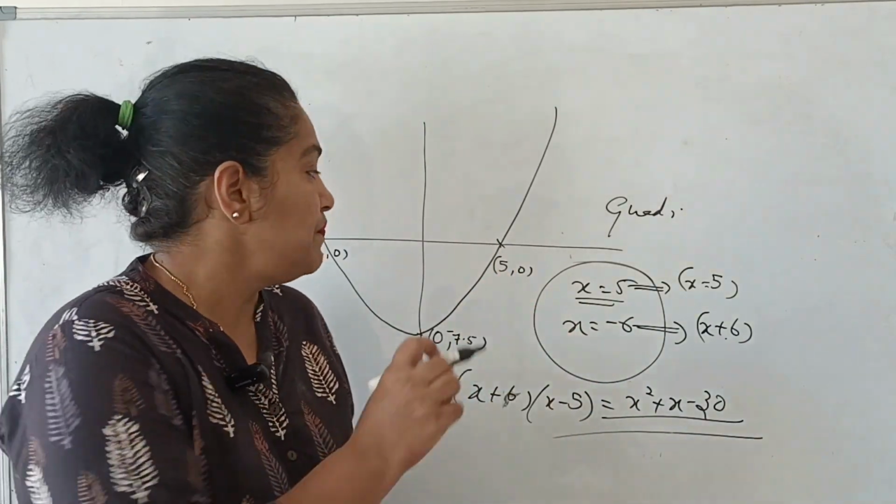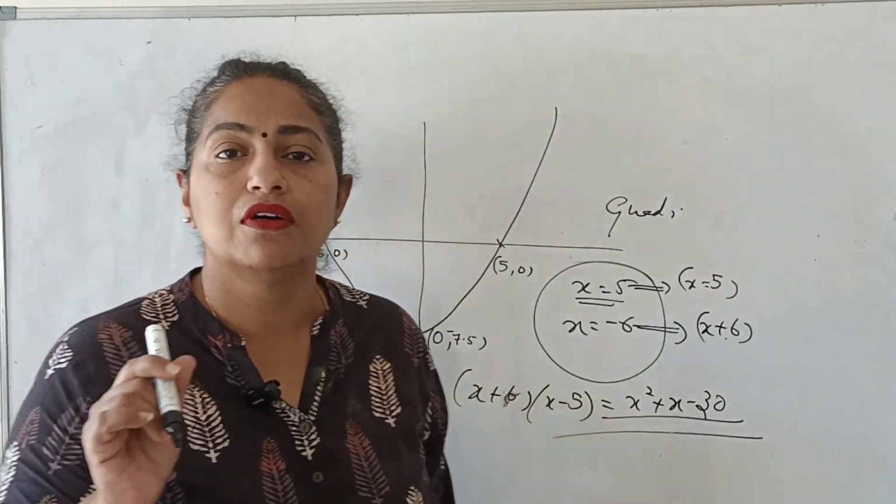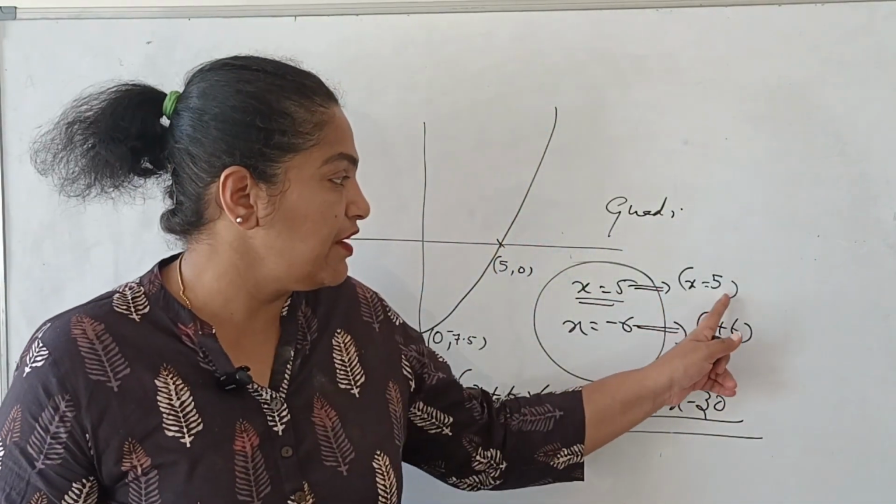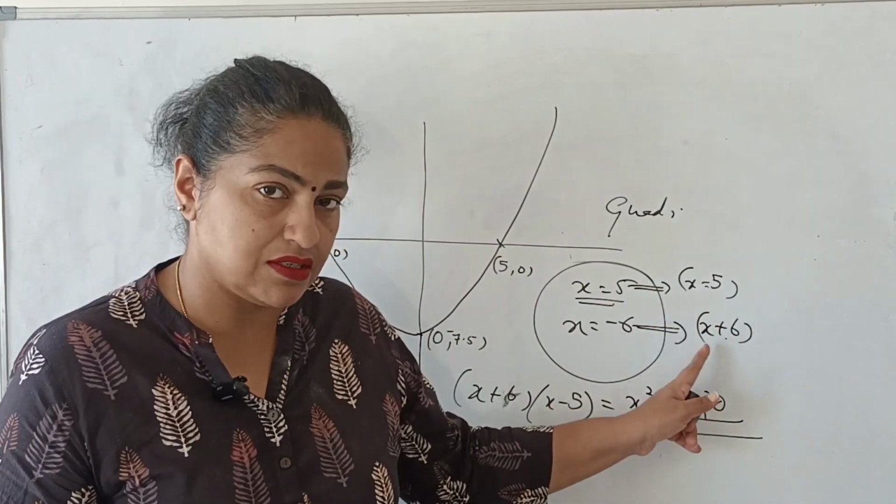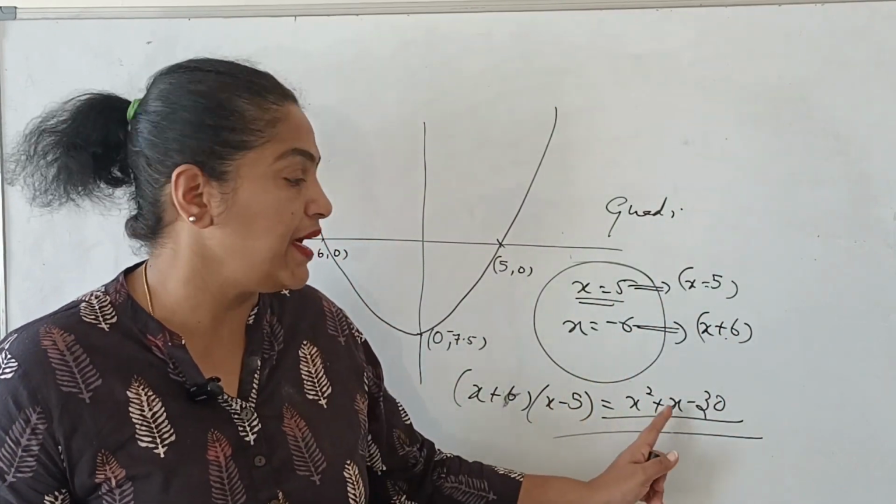Okay. Now, let me do a recap. Identify the roots, equate x to those roots, then identify the factors, multiply them and get this.